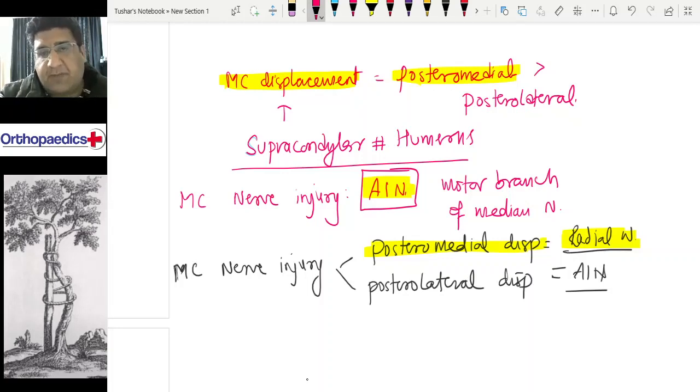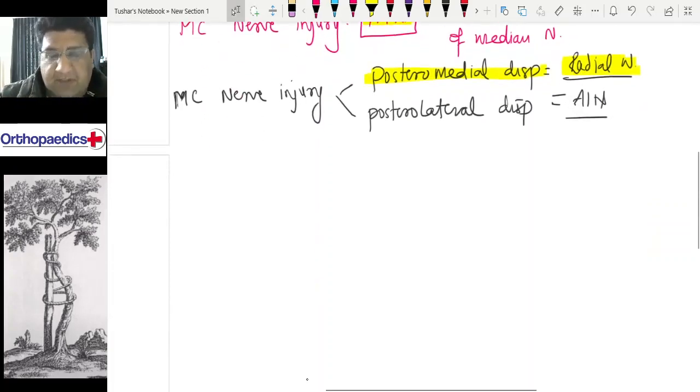I do hope that all of you have understood the question at least. The most common displacement is posteromedial, agreed. The most common nerve injury in posteromedial displacement is the radial nerve, agreed. Then why is the overall most common nerve injury the anterior interosseous nerve? Sir, I want an answer. I will give you the answer with the help of a hypothetical figure that I'm going to share with you.